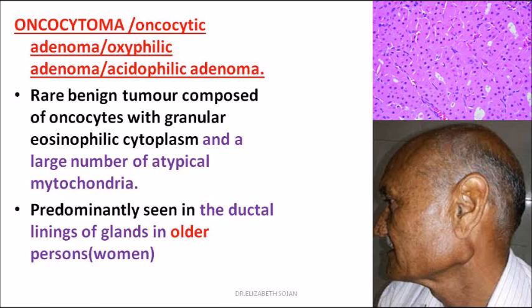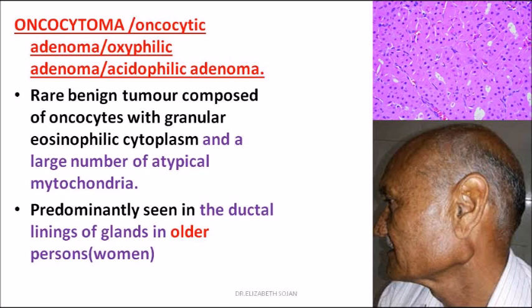Because of that, if you do an H&E section, hematoxylin and eosin stain, the entire cell will appear pink in color, because it contains numerous mitochondria. That is why they are called oncocytes. Oncocytes are predominantly seen in oncocytoma, and this lesion is connected with older people. It is predominantly seen in the ductal linings of glands in older people, especially women.